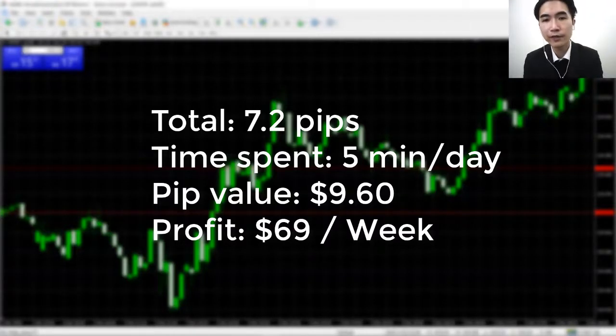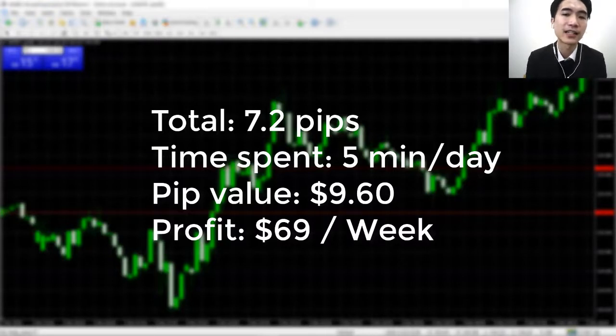If we use the pip value calculation just now, if I traded one lot in US dollar and Japanese yen, each pip value is roughly around $9.60. So if we traded in the past week, and the price moved by 7.2 pips, then the profit that we would get is around $69. So every day for one week, you spend 5 minutes each day on your trades, and you get around $69 in one week.